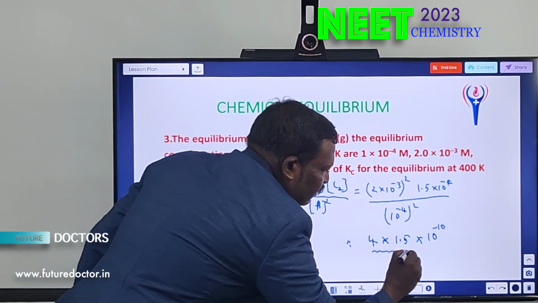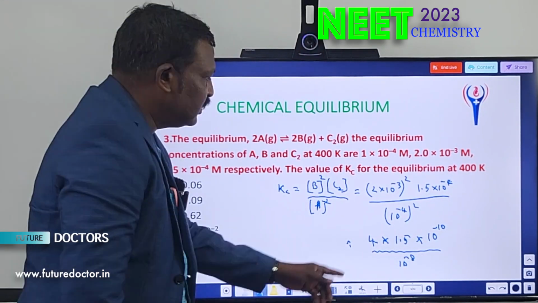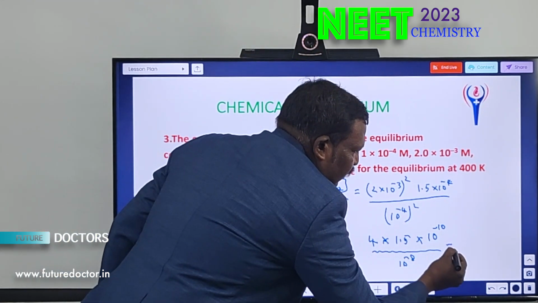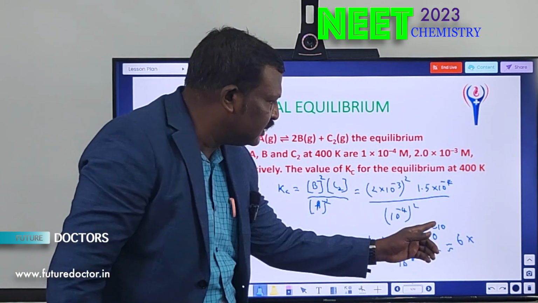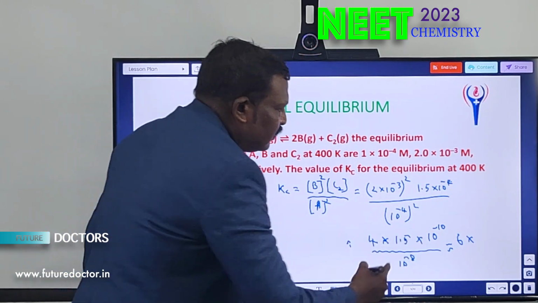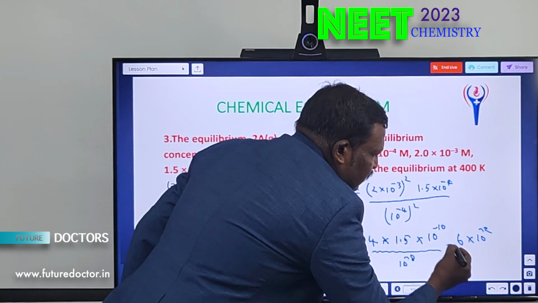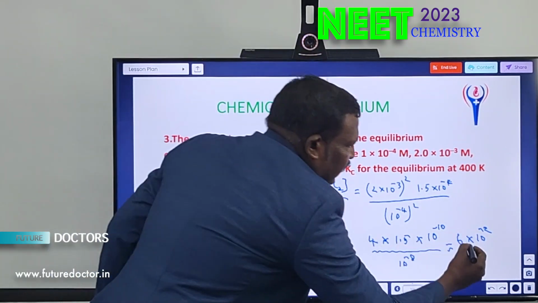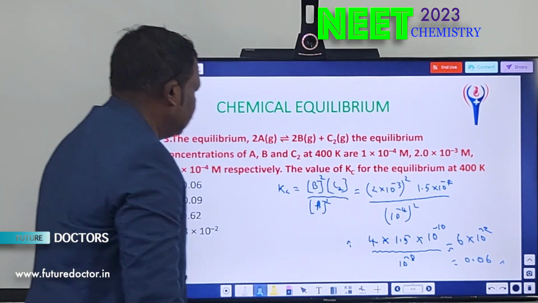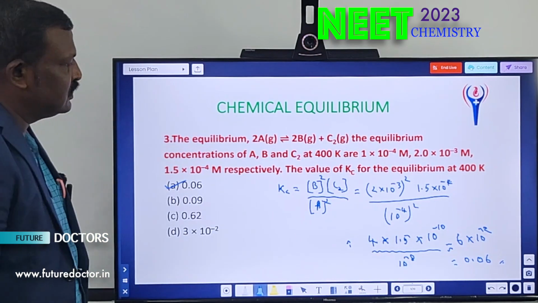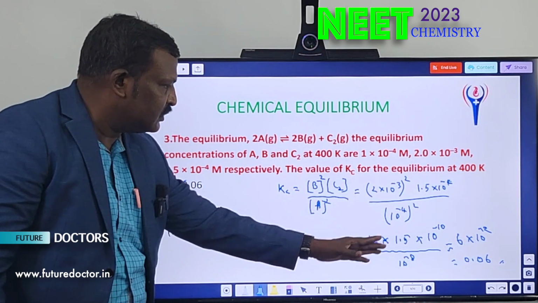Then down in the denominator, 10 power minus 8 is there. Suppose here, 4 into 1.5, we can write 6. When 10 power minus 8 goes to the numerator, it becomes 10 power plus 8. So 10 power minus 2. Let's see the options. We can write 0.06. Understood? So option A is the correct one. Simply, this is the way to find out the Kc value. If you substitute all the concentrations, you can get the answer.